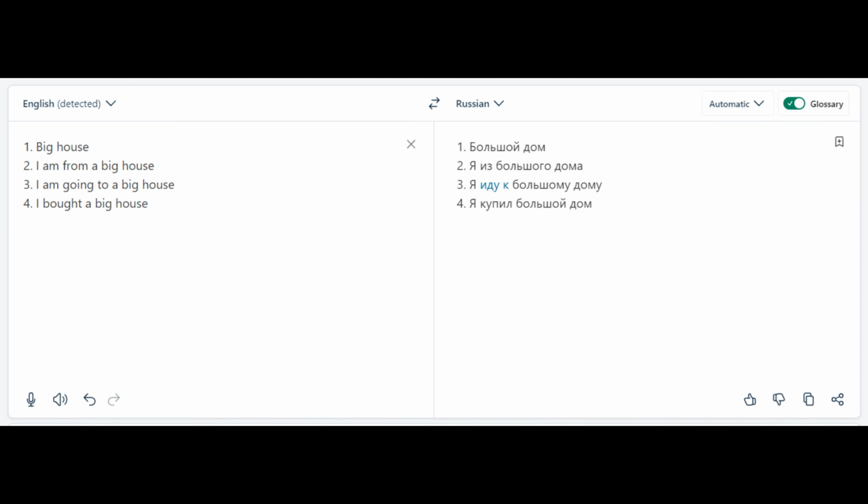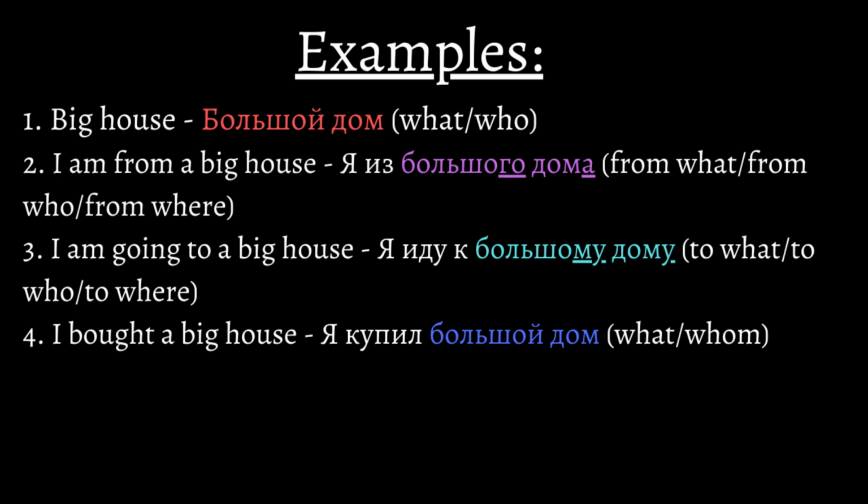The phrase I bought a big house in Russian is я купил большой дом. This expression is accusative because it borrows the same words. However, it has a different meaning by asking what did you buy as opposed to simply what. What did you buy? I bought a big house, which is a different expression. In this case, you have the same words taken from a previous expression, so they're borrowed. Sometimes you can have repeating words, but don't get it confused with the meanings which are different.